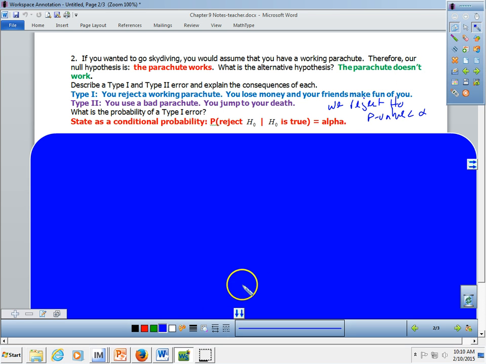So it hopefully makes a lot of sense that the probability of making a type 1 error is just equal to alpha, right? It's going to be equal to our significance level. Remember, this is our significance level.